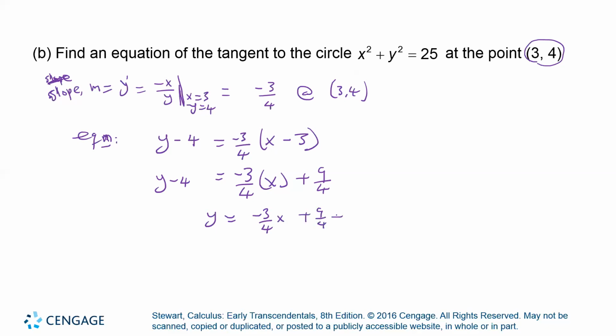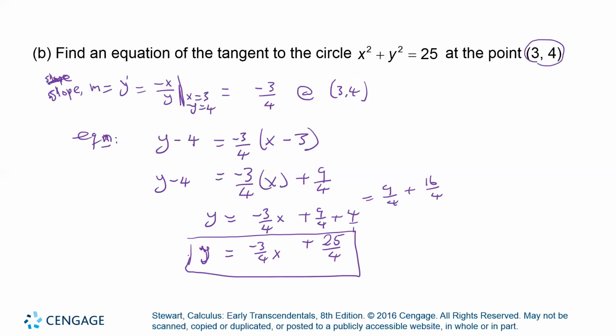So that gives us y is equal to minus 3 over 4 x plus 9 over 4 plus 4. Now, if I simplify that part, this is going to be 9 plus 4 times 4, which is 16, over 4. That gives me 25 over 4. Y equal to negative 3 over 4 x plus 25 over 4. So that is the equation of the tangent at the point (3, 4).